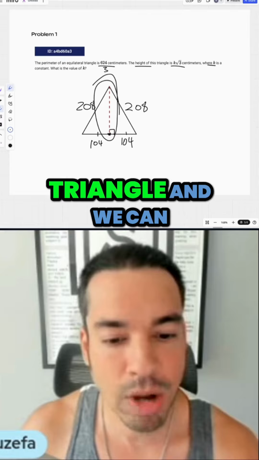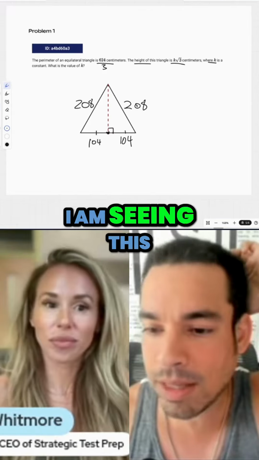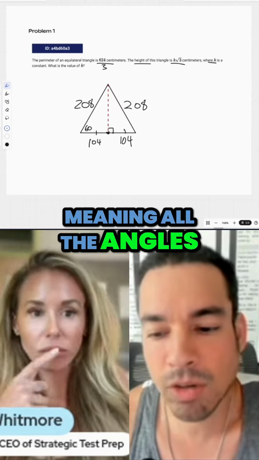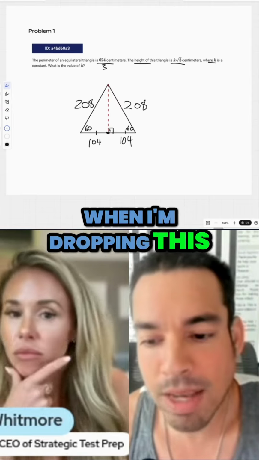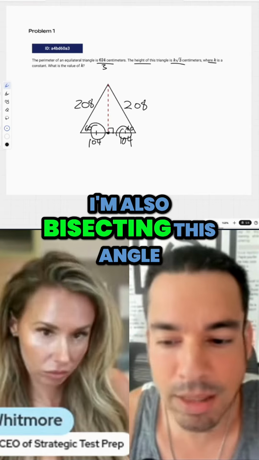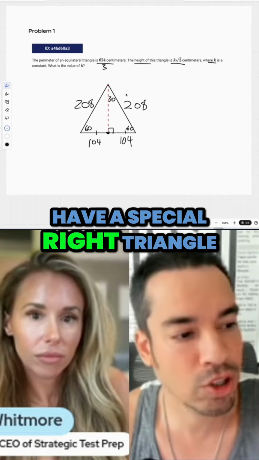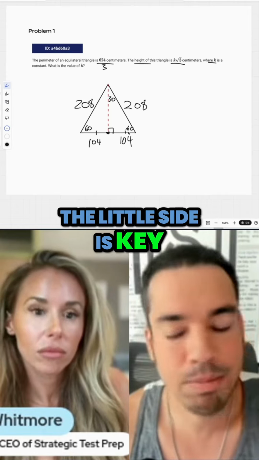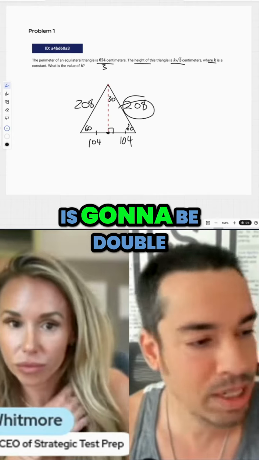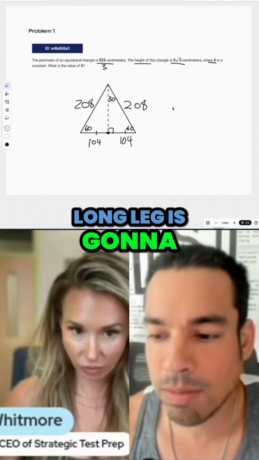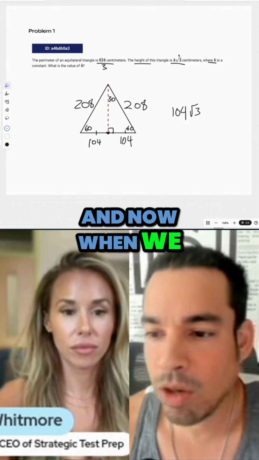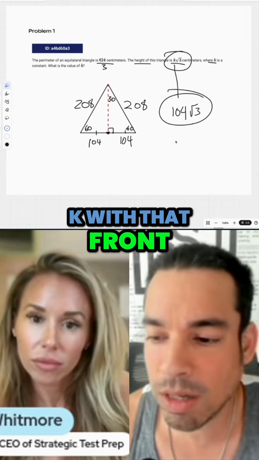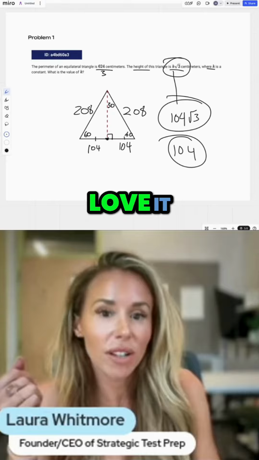And now we've got a right triangle, and we can solve for the missing leg. So I am seeing this, and I'm like, all right, wait a minute. Equilateral triangle, all the angles are also equal, meaning all the angles are 60 degrees, right? When I'm dropping this down the middle, I'm also bisecting this angle, which means we now have a special right triangle, 30, 60, 90. And when we have a 30, 60, 90, the little side is key, because if I know the little side, I know the hypotenuse is going to be double, and I know the long leg is going to be the little side times rad 3. And now when we look back, they say the height is this. I've just now said the height is this. We can match up K with that front coefficient, and K is 104. Love it.